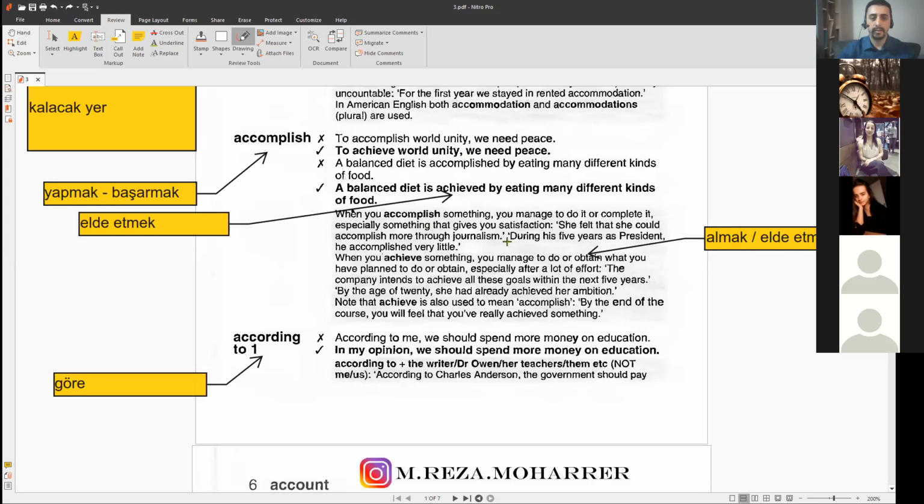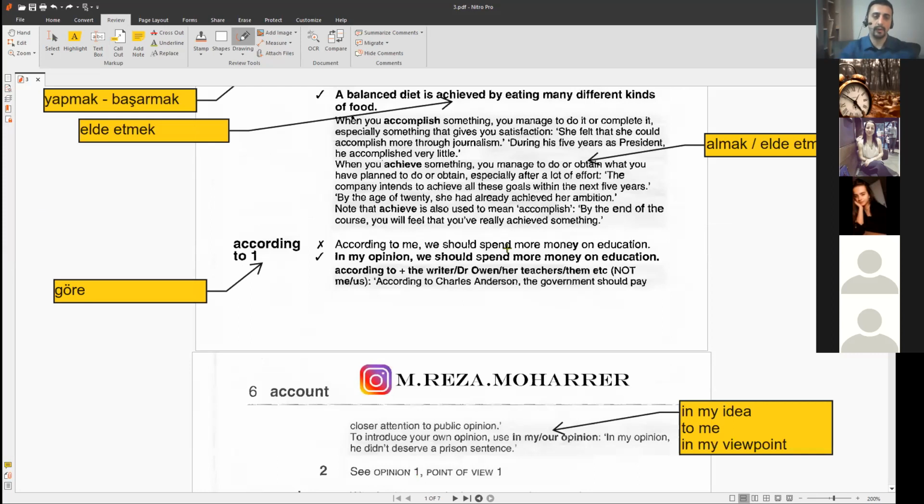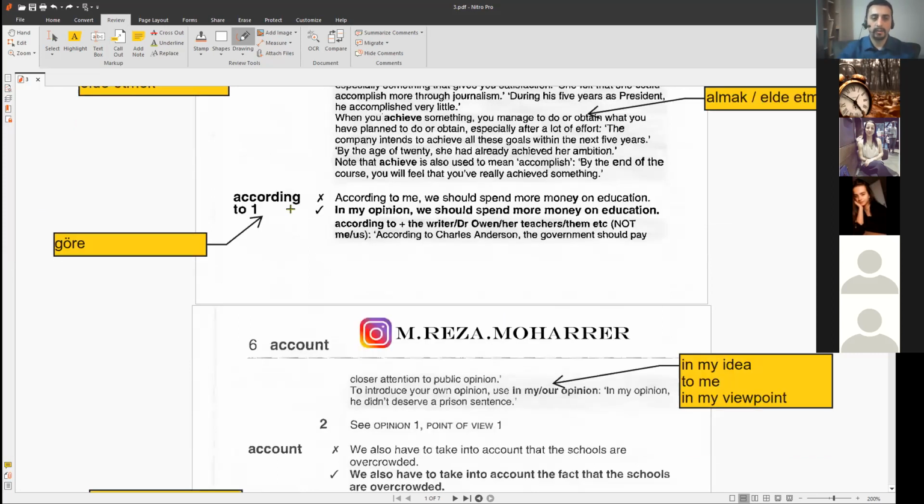Although in some cases we can use them instead of each other. Next part, it's about according to. So how do people use it and how do they make mistakes using according to?